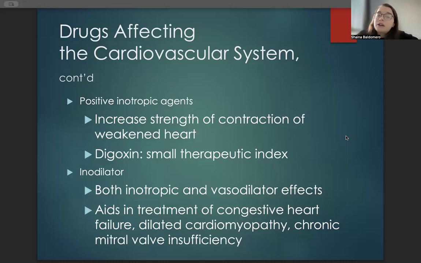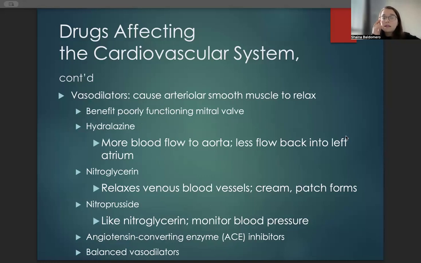Now, an inodilator can be used for a lot of different things. Again, for inotropic or vasodilator effects, we use it commonly in congestive heart failure patients, patients that have dilated cardiomyopathy, chronic mitral valve insufficiency. It's a medication that can help treat a lot of different conditions within the cardiovascular system. So let's talk a little bit more about what a vasodilator is and the drugs that fall under that category. A vasodilator is a medication that's going to dilate the vessels in the body.